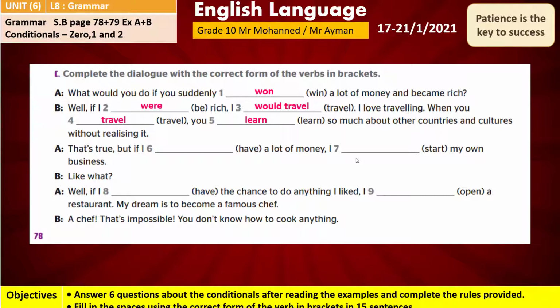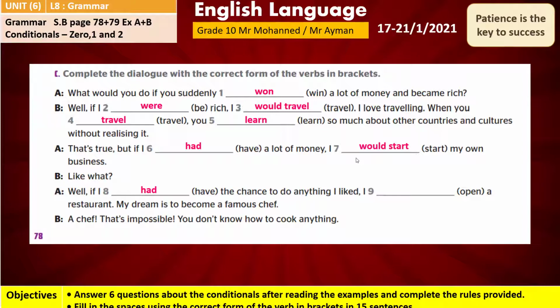That's true. But if I had a lot of money, which means that you don't have a lot of money, so it's the second conditional. If I had a lot of money, I would start my own business, because this is the second conditional. Like what? Well, if I had the chance to do anything, this is also the second conditional.